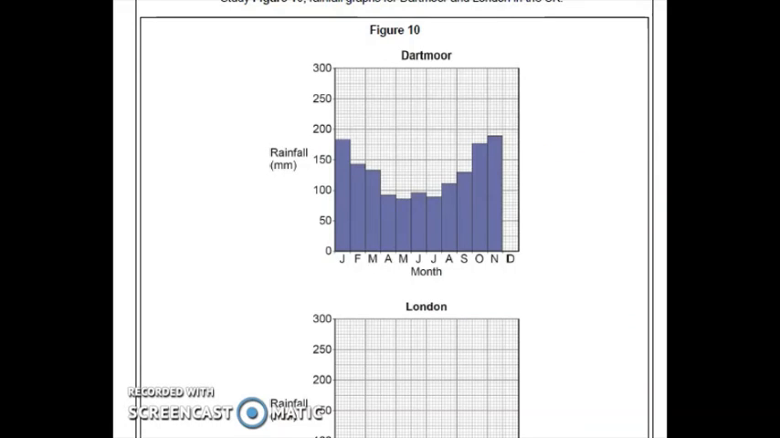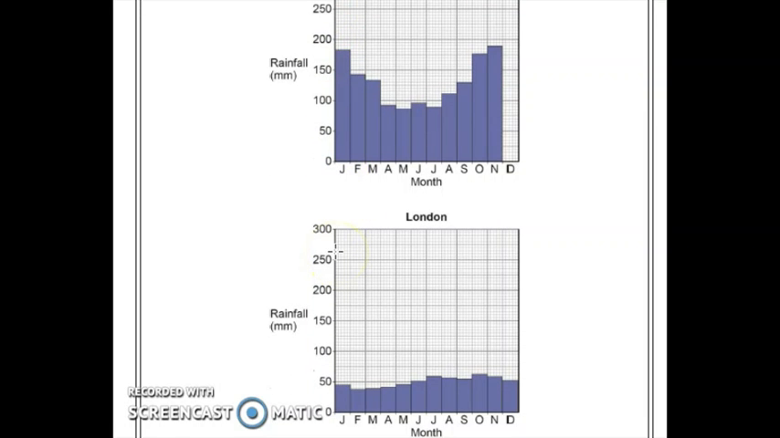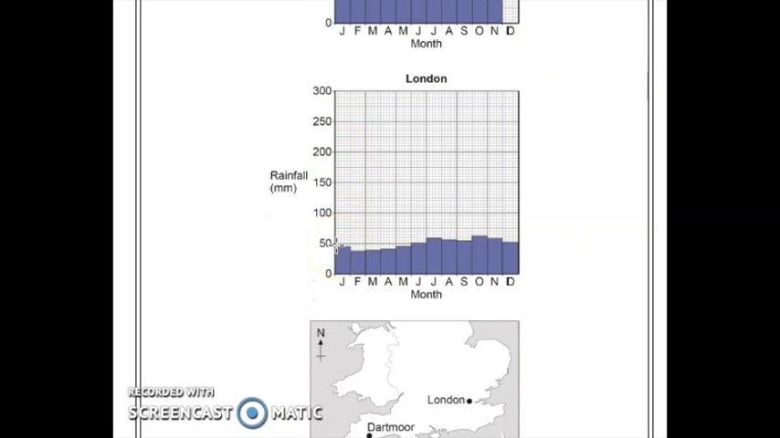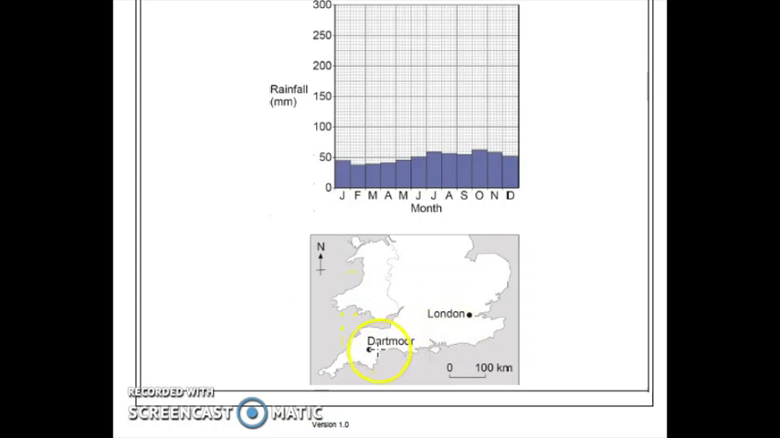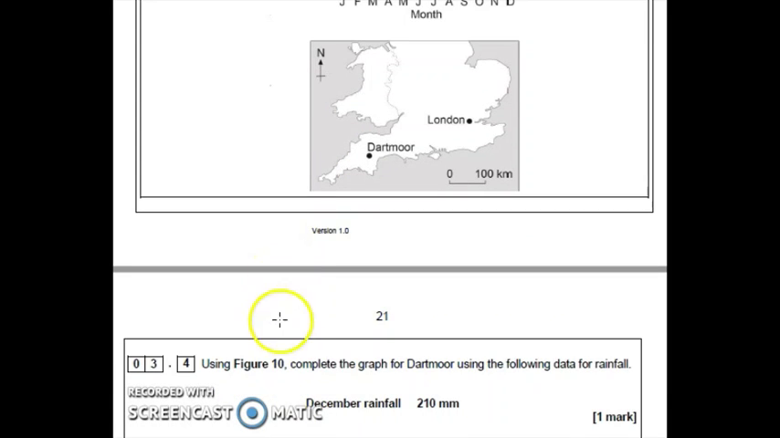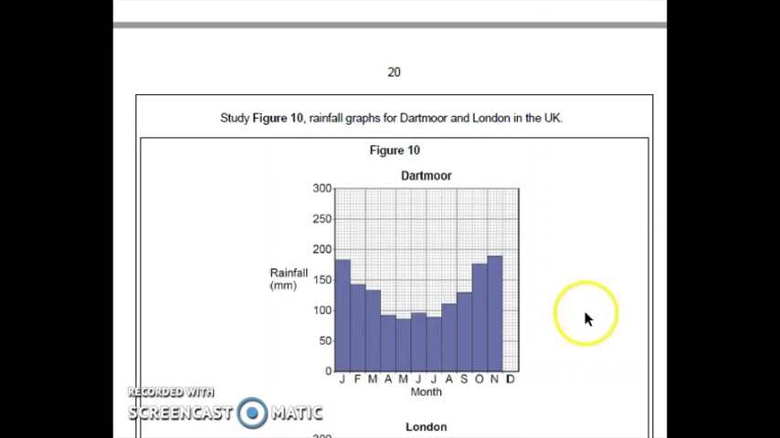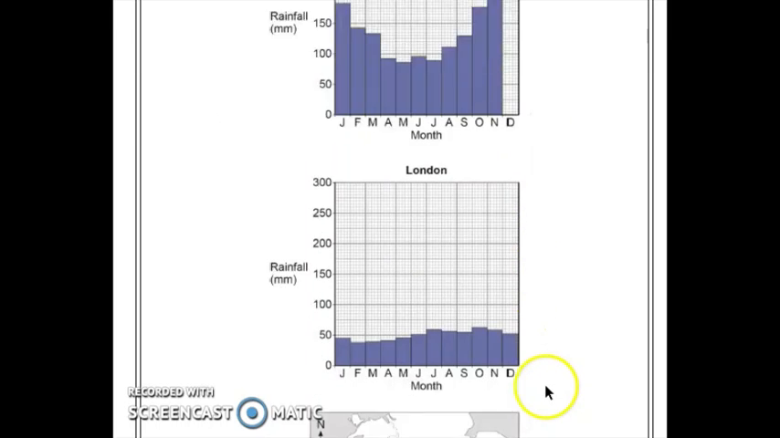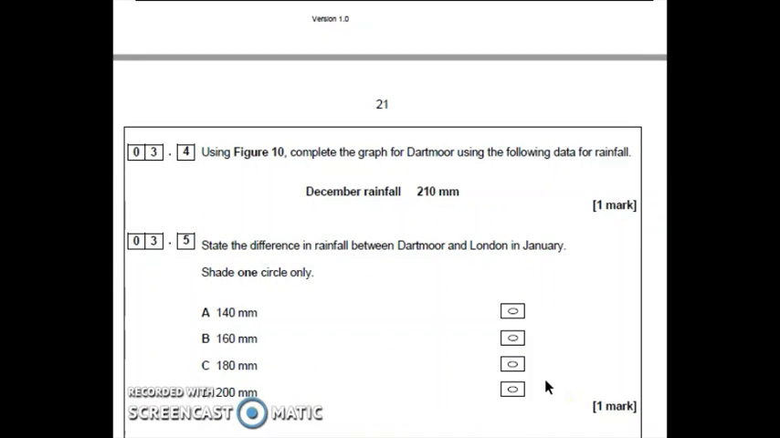In figure 10, we've got 2 graphs. First one is Dartmoor, and it just shows you the months of the year and then the amount of rainfall that this place gets. We've got the same graph this time for London, and then we've got a map of where these two places are in relation to each other. So 3.4, you've got to use that figure and complete the graph for Dartmoor using the data. December rainfall is 210 millimetres. So what you've got to do, you can see this bar in December is not yet filled in. We've got to shade in past 200 and a little bit more. Easy mark.